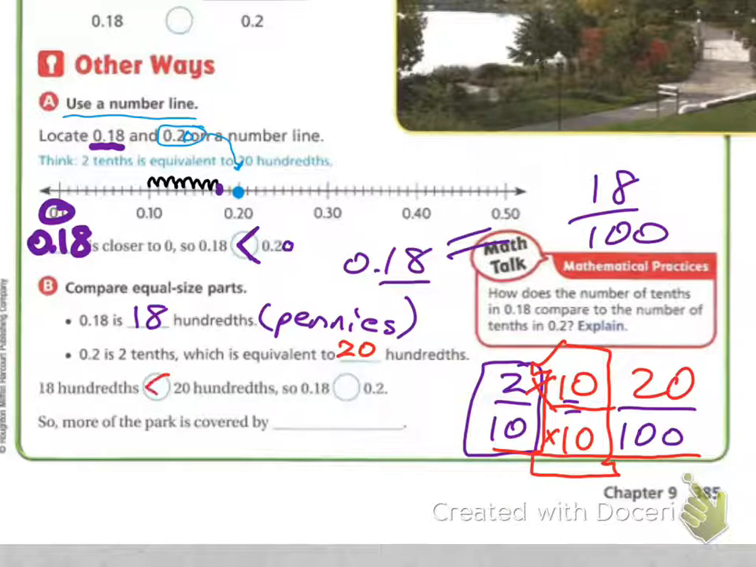We know that 20 hundredths is bigger than 18 hundredths. So 2/10 is bigger than 18 hundredths. So more of the park is covered by this one, which is representing paved walkways. Make sure you copy all this. If you weren't able to keep up with me, just pause the video and then resume it when you're caught up.